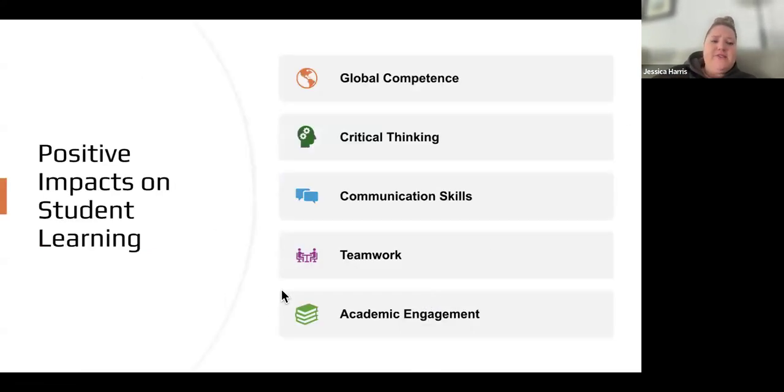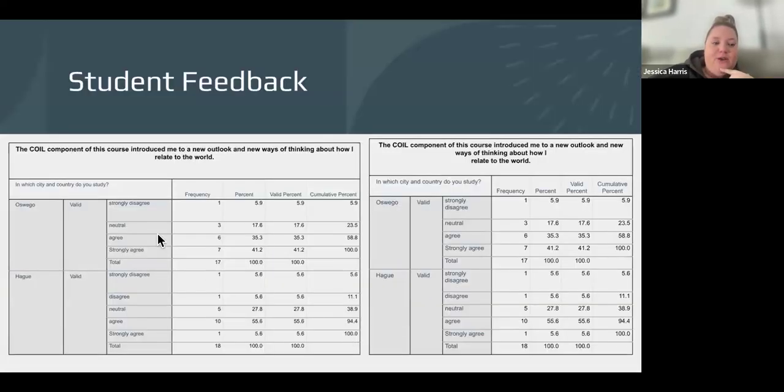So some positive impacts that we have seen, but also the research suggests from different institutions that have done this: global competency, critical thinking, communication skills, teamwork, academic engagement. We've seen these as our top things every semester that we've done it. Particularly in student feedback, we've seen that the COIL component of this course, when asked if it introduced them to a new outlook, new ways of thinking, we've had high regard that they've agreed, both the Hague and Oswego.